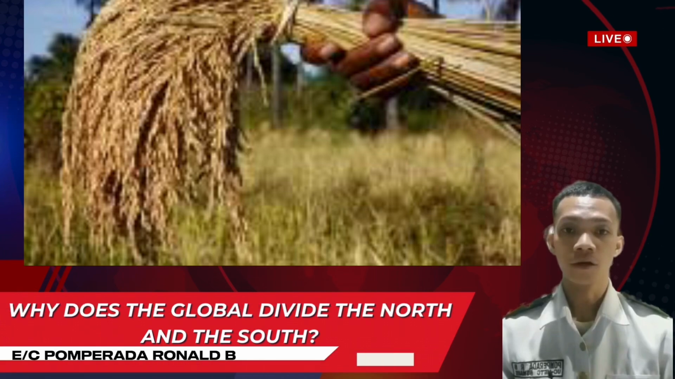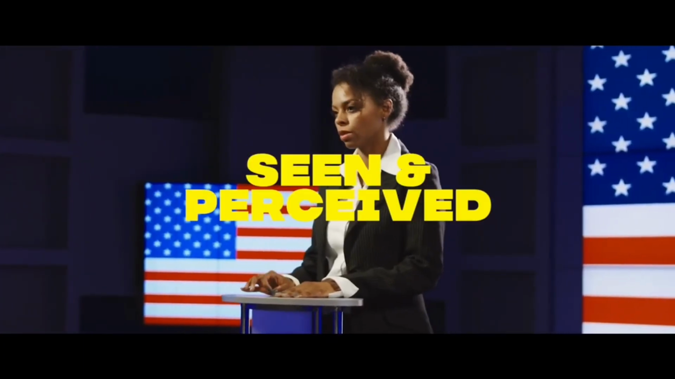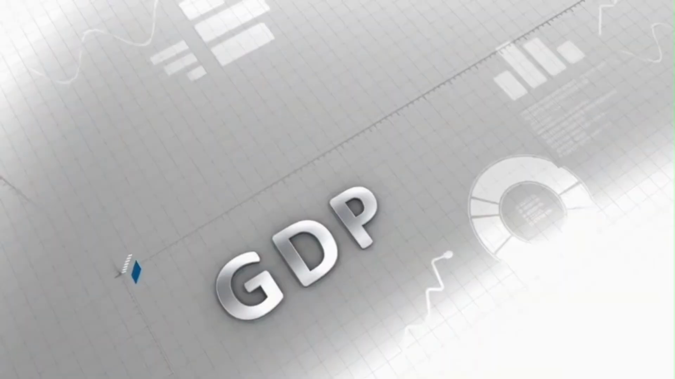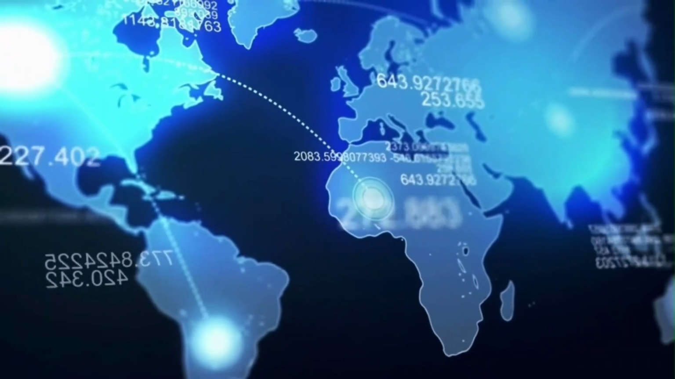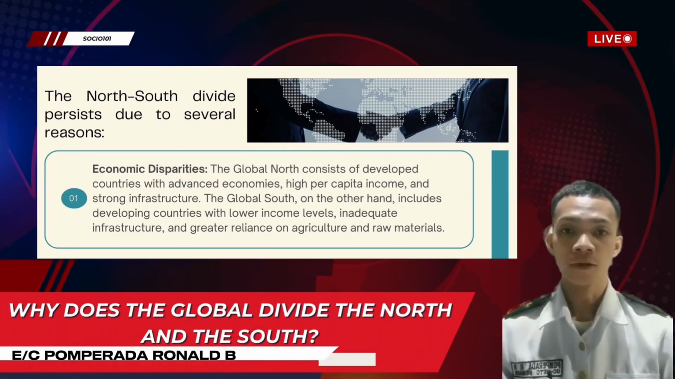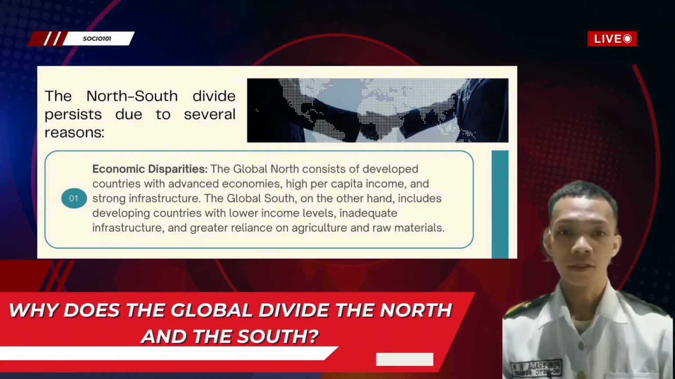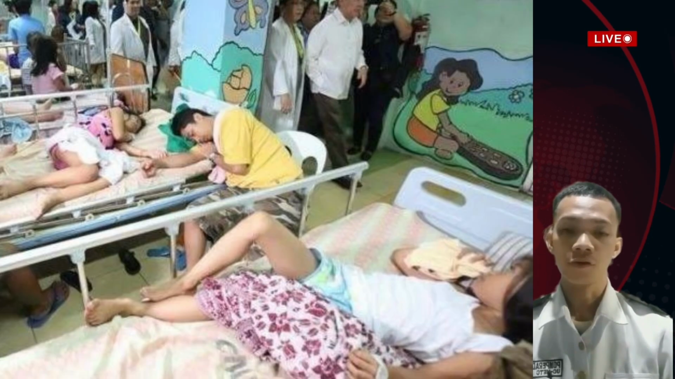agriculture and raw materials. Example: the United States, as a part of the global North, has a high GDP per capita, advanced technology, and a robust infrastructure. In contrast, the global South relies heavily on agriculture and faces challenges such as poverty and lack of access to education and healthcare.